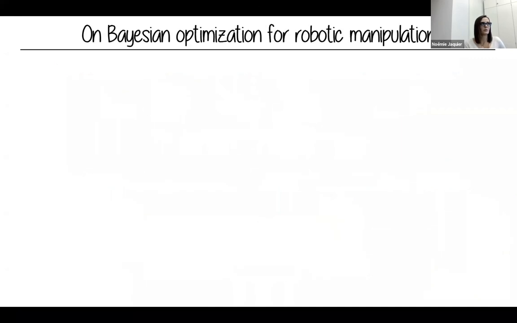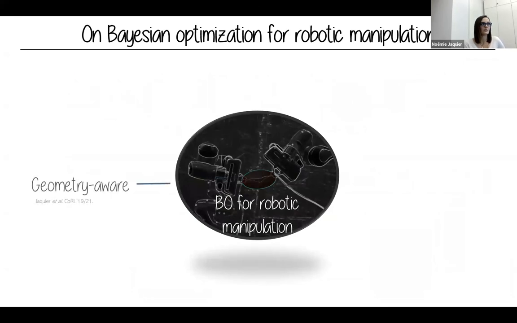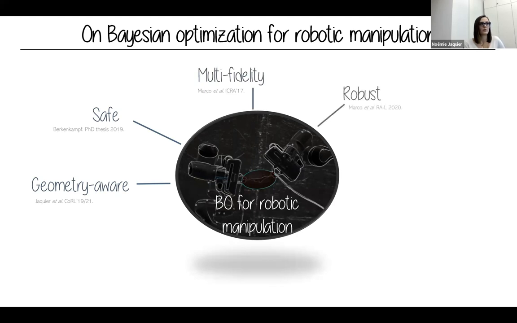Just to take a closer look at Bayesian optimization in general for robotic manipulation. What I showed you today includes geometry awareness, but robotics problems are very complicated. If you want to interact with humans or in your workspace, you have to have a safe algorithm. In robotics, we often have simulators, which are not super precise, but we can use them, so we can make use of multi-fidelity approaches in BO. We need robust methods. We have a lot of contacts, so we may have objective functions that vary in a stepwise manner, so we may need heteroscedastic processes.